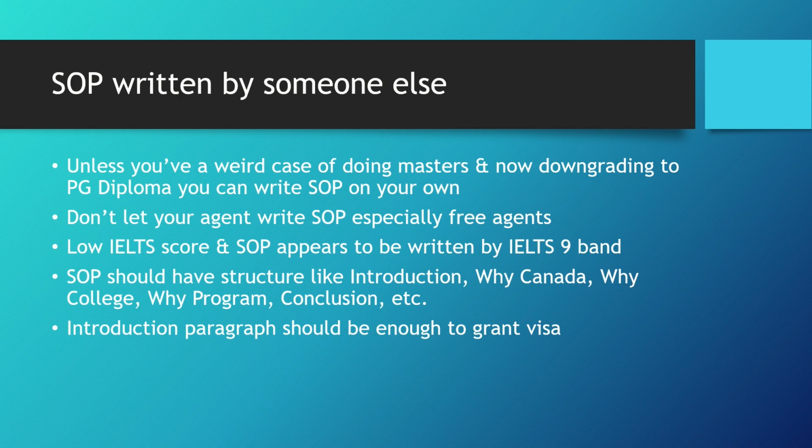Your SOP should have a structure like introduction, why Canada, why college, what the program is, conclusion, and future ambitions, which are specific to your homeland. Another important point is the introduction paragraph. It should be written in such a way that the visa officer doesn't need to read the entire SOP. He should just be happy to read the introduction paragraph and grant you the visa. That's how good the introduction paragraph should be. He should get the idea of the entire SOP just by reading the introduction paragraph itself.